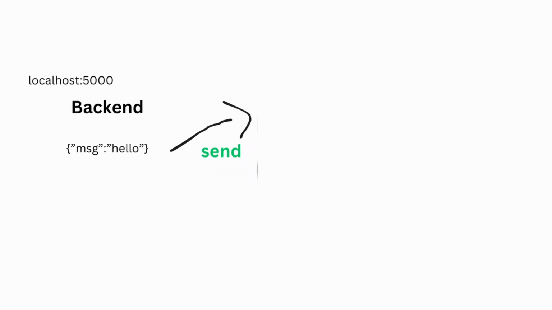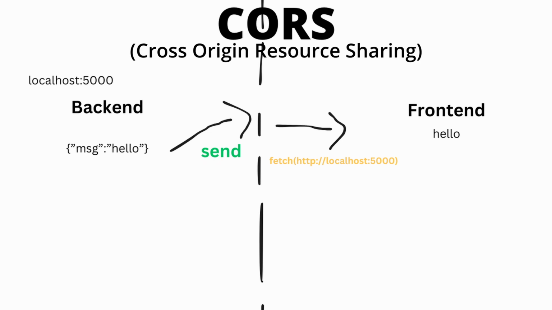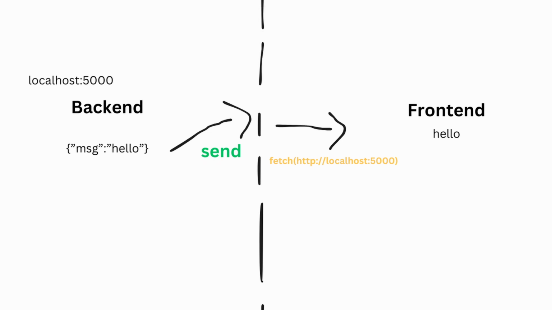How the front end and the back end is linked is pretty simple. The back end will send the data, usually in the form of JSON. Then the front end will fetch it from the back end, which can be used in the front end. This is done with a mechanism called CORS, or cross-origin resource sharing. So the steps go something like this.